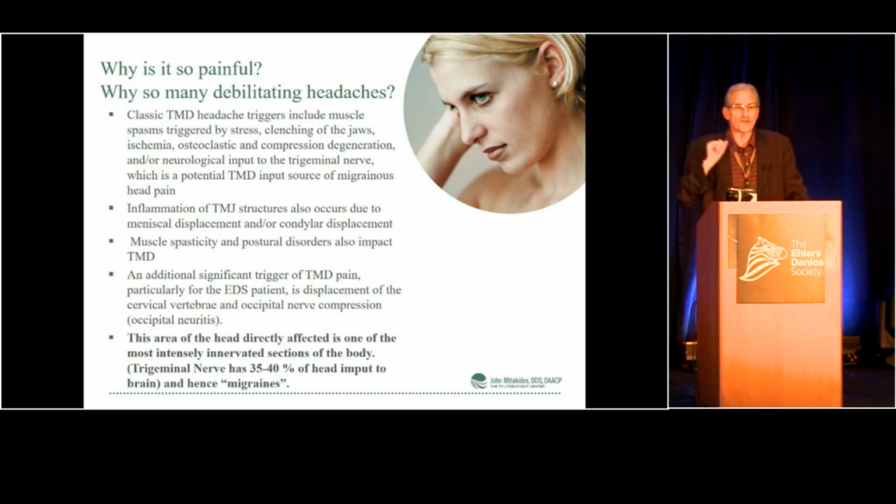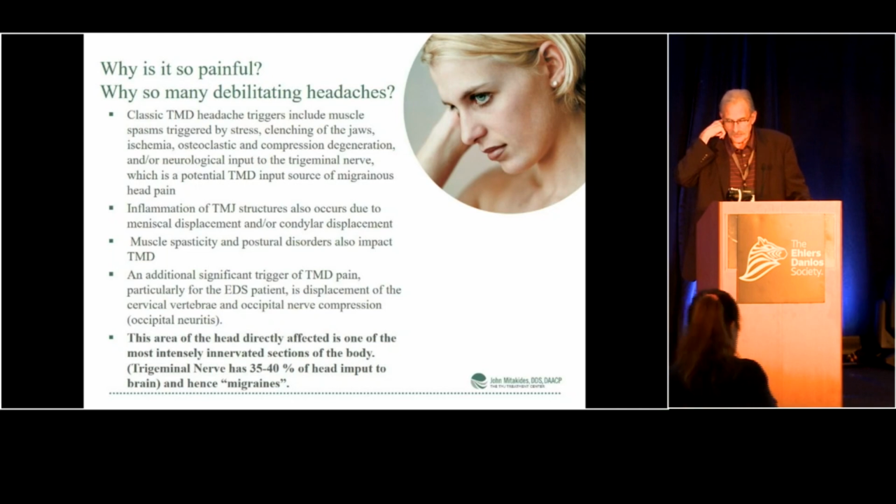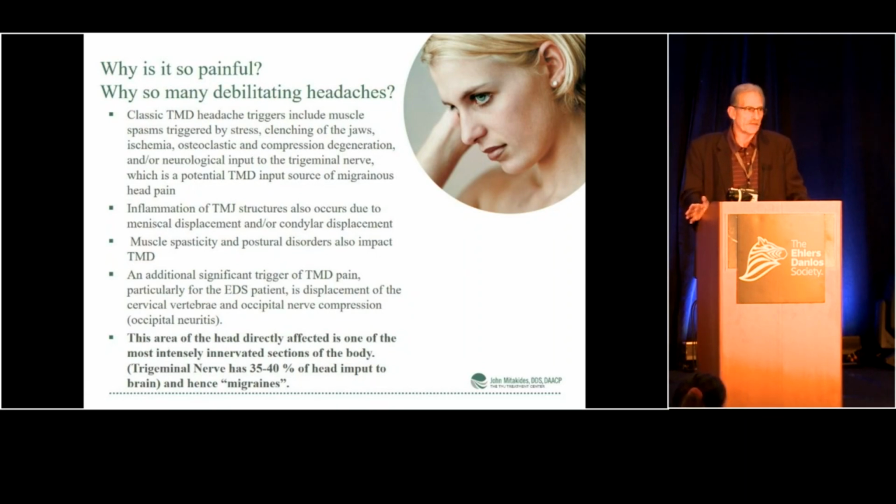That's the first branch of the trigeminal nerve, okay? And that nerve basically has a branch that goes around the eye and behind the eye. So occipital neuralgia and occipital neuritis actually generate from the C1, C2 area, just to keep you going. Now, the one thing that happens is that the trigeminal nerve is a very large nerve. It actually gives you 35 to 40% of the input to the brain from the face itself.